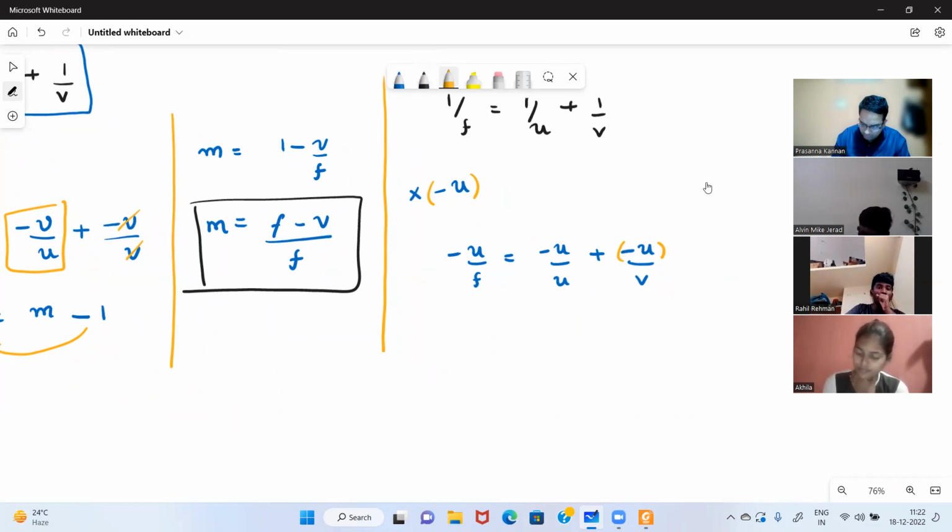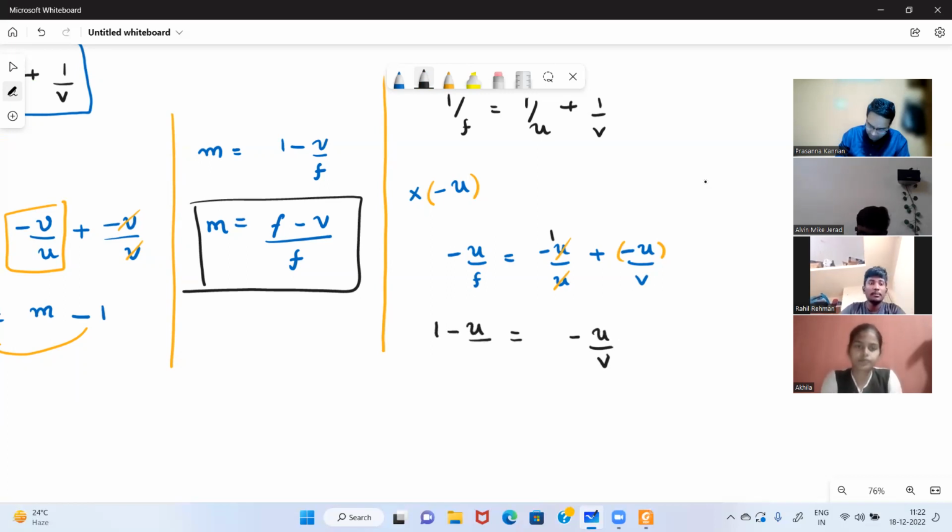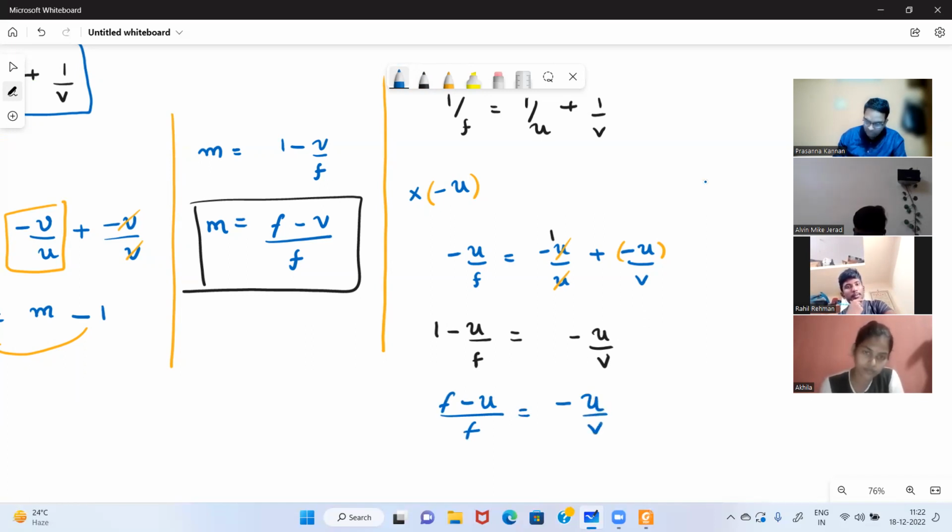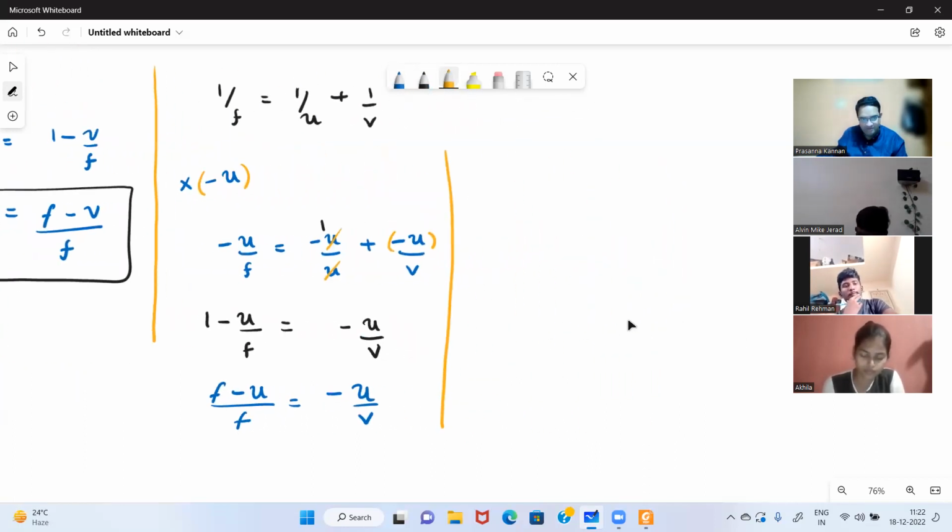What is minus u by u? Minus 1. So I will keep minus u by v this side. This minus 1, if I take it that side, it will become plus 1. So 1 minus u by f. If I take LCM, I will get f minus u by f is equal to minus u by v. But we want m, so we have to take reciprocal. Taking reciprocal, we get minus v by u is equal to f by f minus u. And that is nothing but magnification.